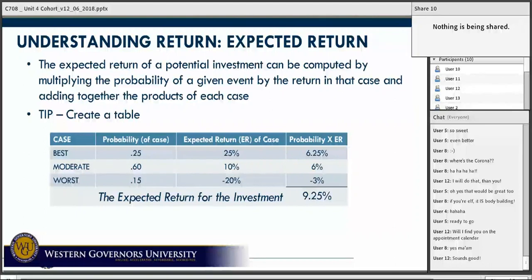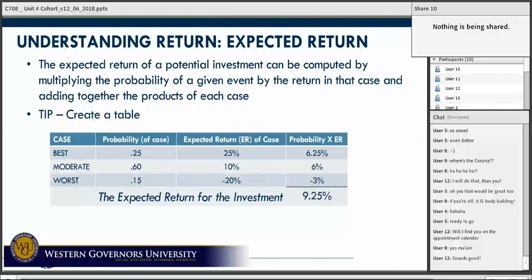Does that mean that we will get 9.25 every year? No, it certainly does not. It means that in the long run, if we held this asset for a long period of time, generally at least one full market cycle, however long it takes to go through all of these, then we would earn 9.25%.